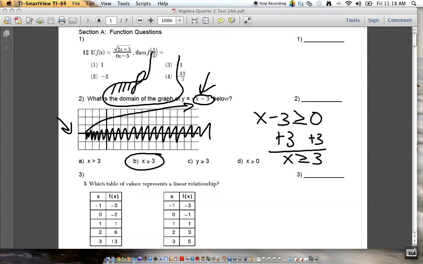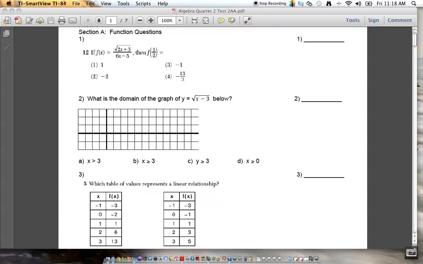Either one of those two techniques works, and I strongly suggest you know them both because there's a time and a place for each. This particular problem could use either or. Okay. Next up.